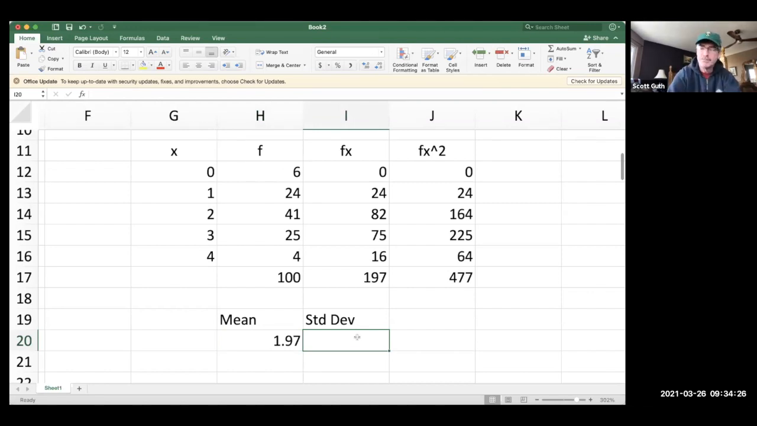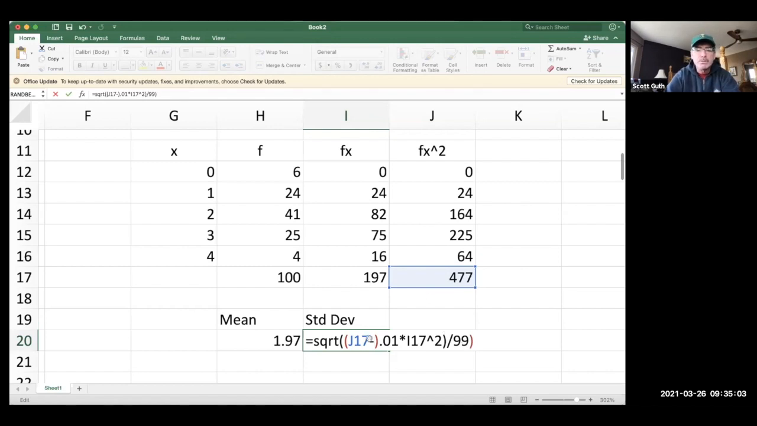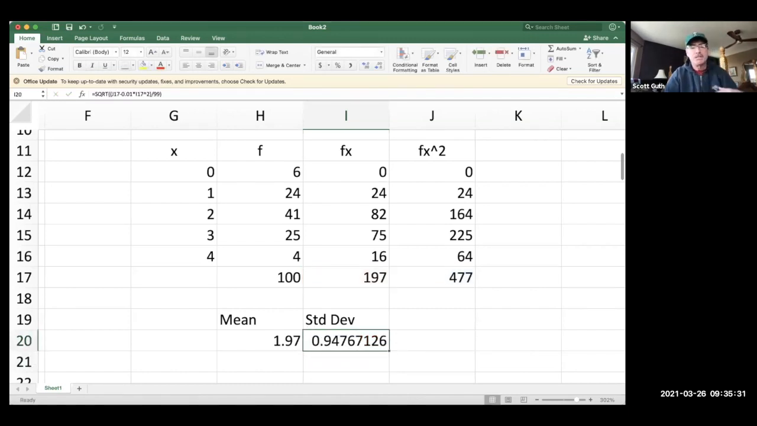Okay, then the standard deviation has a more complicated formula. I'm just going to put this in here. It's the square root of a bit of a mess. So I do the sum of Fx squared minus 1 over n, 1 over 100 is 0.01, times the sum of Fx quantity squared, like that. And I have to divide by n minus 1, which is just 99. And I think I have to do another parenthesis. Looks good. Okay, so that's my standard deviation, 0.947.